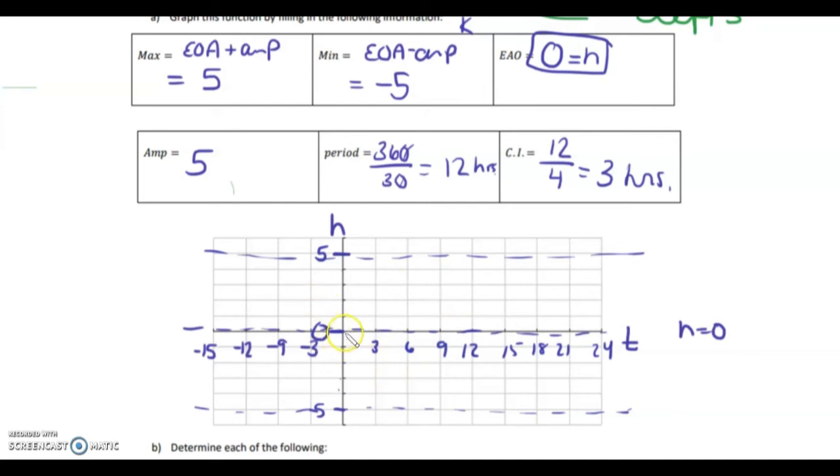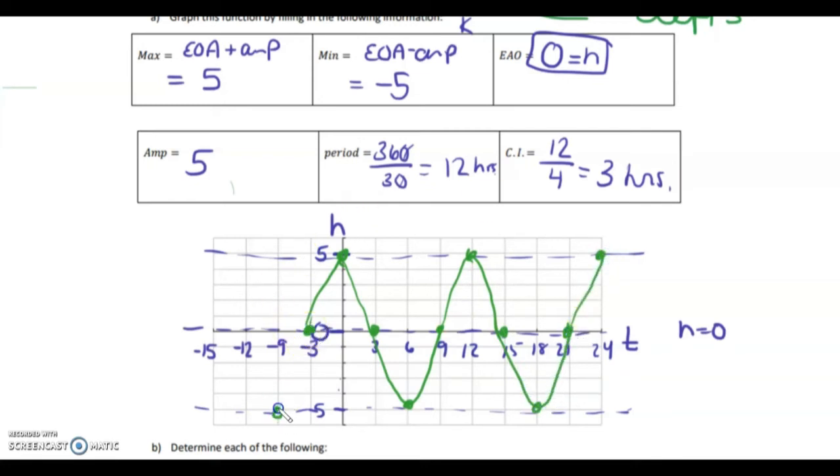Okay, so we're going to go to left 3 and we're going to start on the equation of axis since we're plotting a sine curve. So left 3, that's our start. Now, sine curves go maximum, equation of axis, minimum, equation of axis, max, min, and max. Okay, that's how that's going to look.